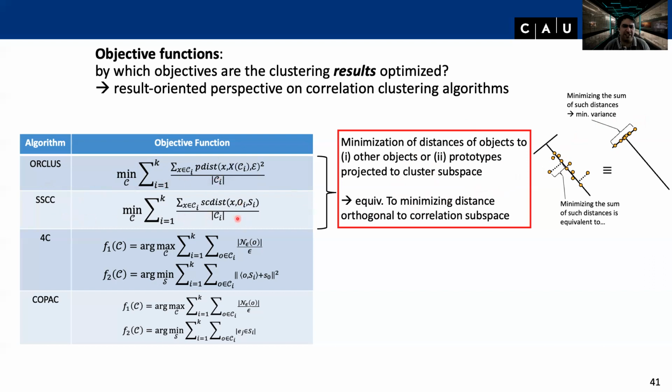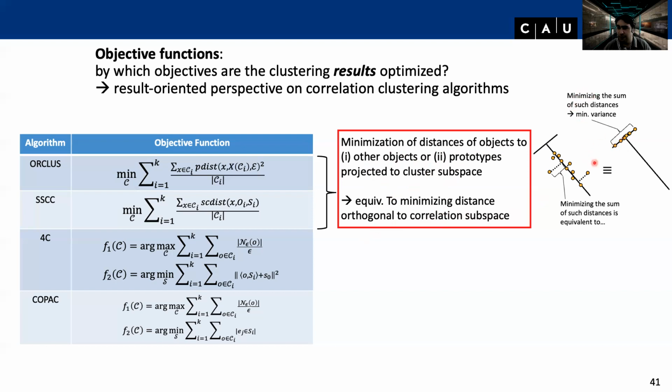Both of them look quite similar, actually. And they are not really written like that in the paper. So this is something that I derived during my research in the previous years. So Oculus and subspace correlation clustering, what these 2 formulas mean, both of them minimize the distance of objects to other objects or to prototypes projected to cluster subspace. And this is, however, equivalent to minimizing distances orthogonal to correlation subspace. What does it mean?